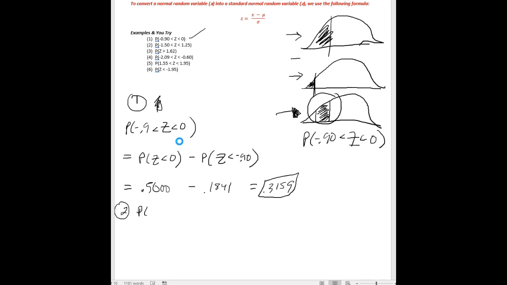So the probability of negative 1.5 is less than z is less than 1.25 is equal to, remember, the biggest probability, which is going to be our biggest z value: the probability that z is less than 1.25 minus the probability that z is less than negative 1.5. So now we just have to find these on the table.